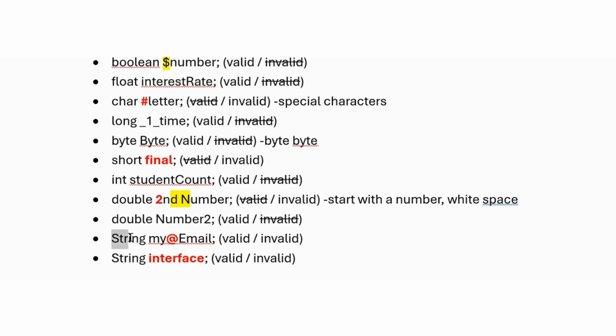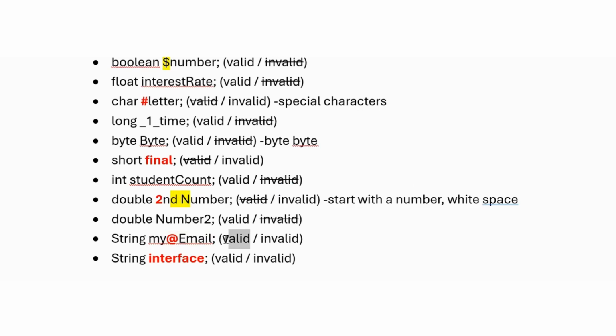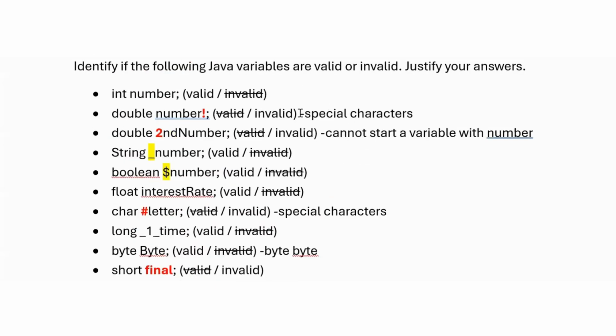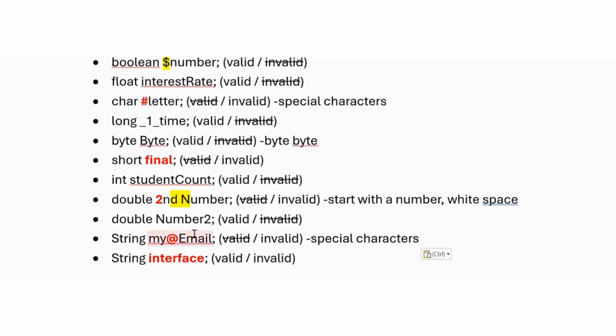Then we have string my alias at email. So this is actually invalid because I have a special character. So I'll just copy this one and put it here. So my justification is that this is invalid because there's a special character in this variable. And finally, string interface. This is invalid. Why? Because interface is actually a Java keyword.